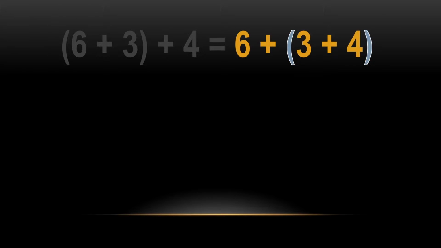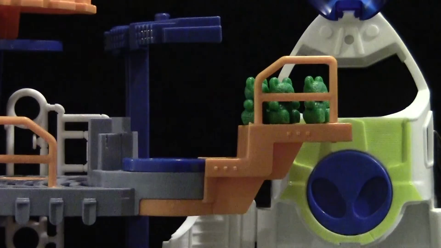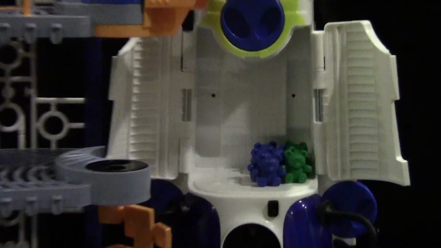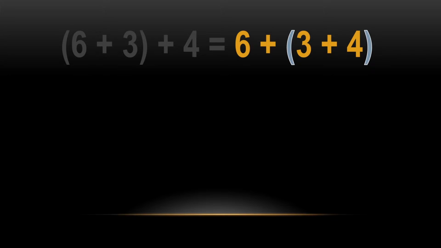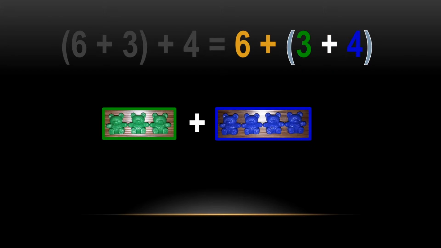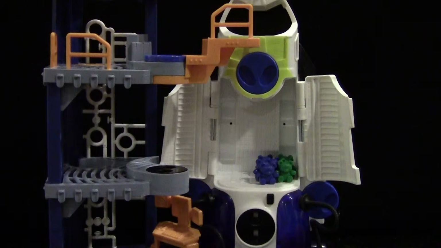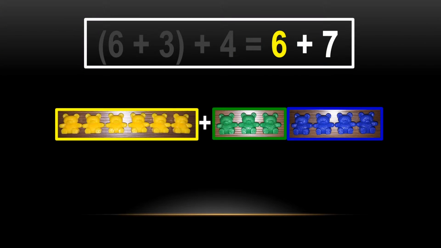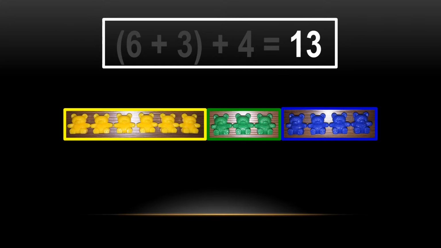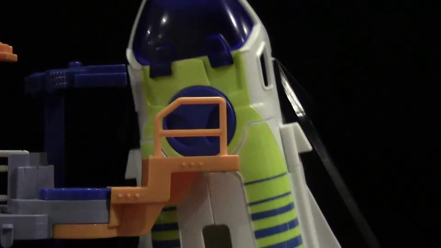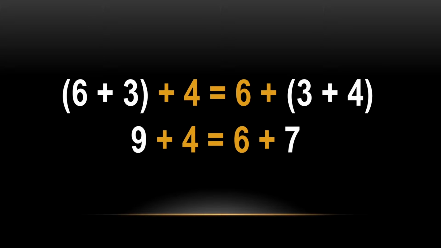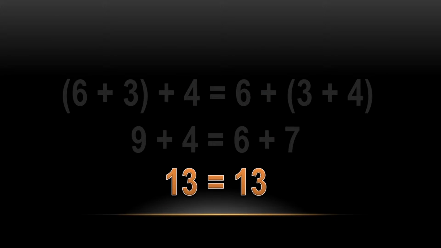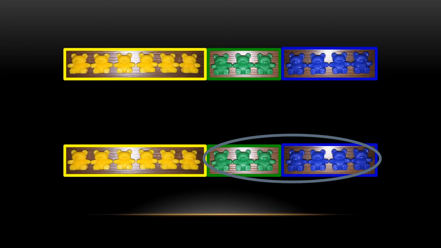Okay, now let's look at the other side. This time the yellow team is late. The 3 green and 4 blue bears show up first and board the shuttle. Together, there are 3 green bears plus 4 blue bears equals 7 bears on the shuttle. Then the yellow team arrives and joins the rest of the crew. Now we have the 7 green and blue bears and the 6 yellow bears for a total of 13 bears ready for blastoff. So you can see, it doesn't matter which two sets of bear astronauts we combine first, we'll always end up with the same total sum of bears going to space.